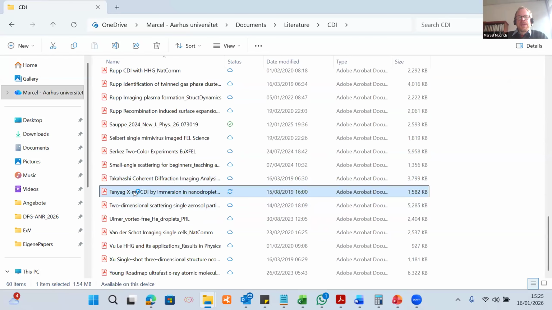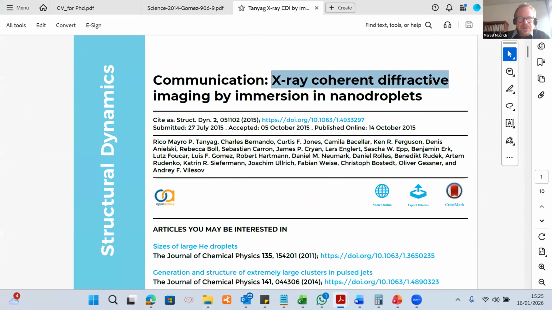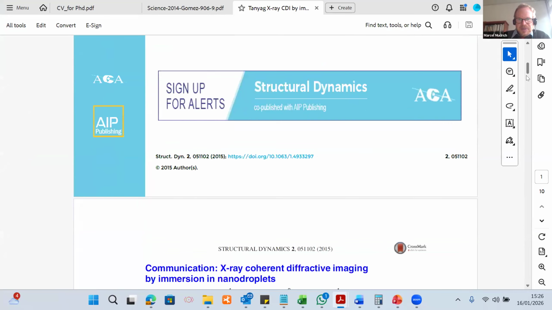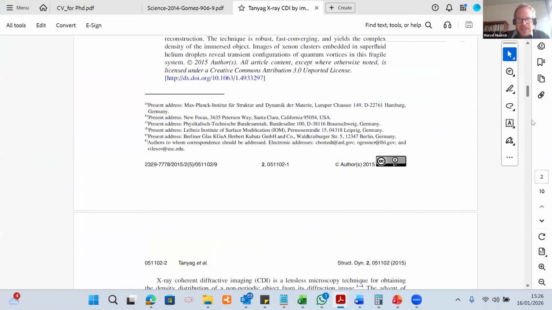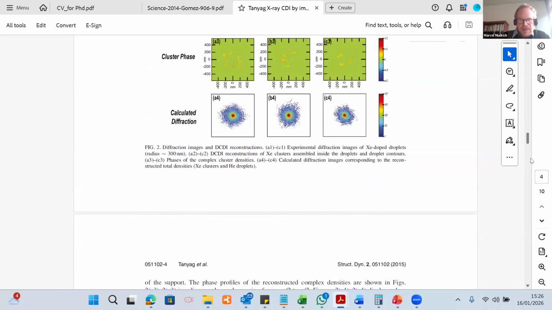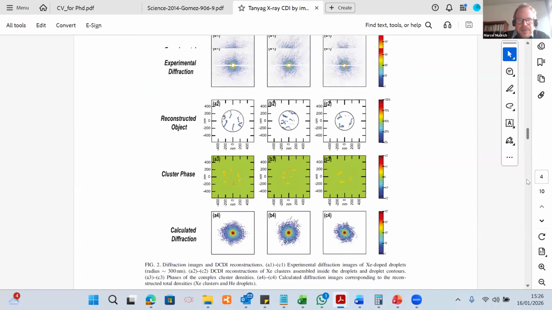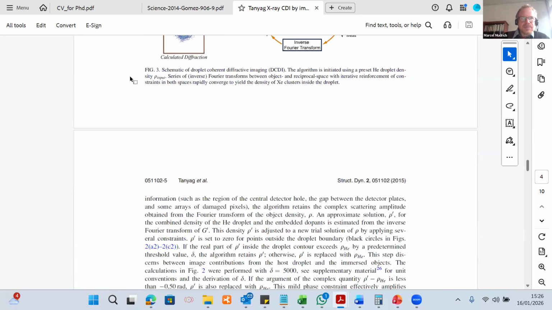There is this interesting work called X-ray coherent diffraction imaging by immersion in helium nanodroplets. Immersing other species, like xenon in this case, into the helium nanodroplets has a beneficial effect for the imaging, because the surrounding helium acts as a reference system, a little bit like in holography. And yeah, so here, let me see, where do we have nice images?